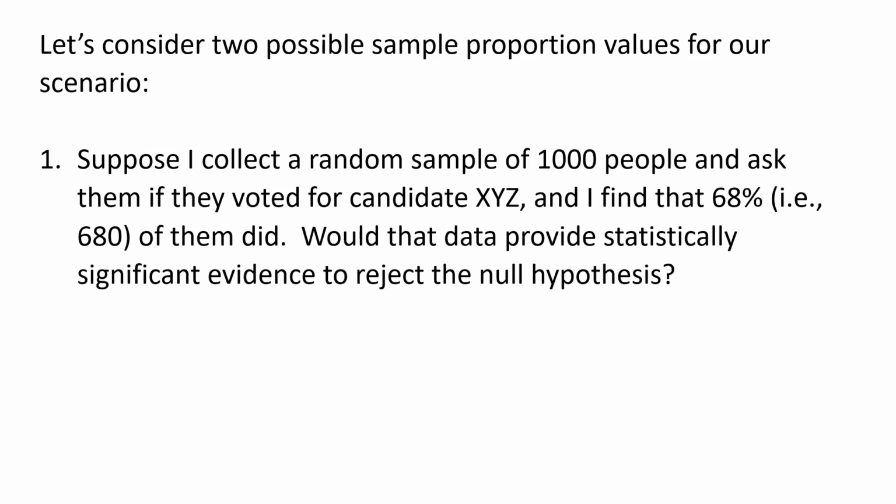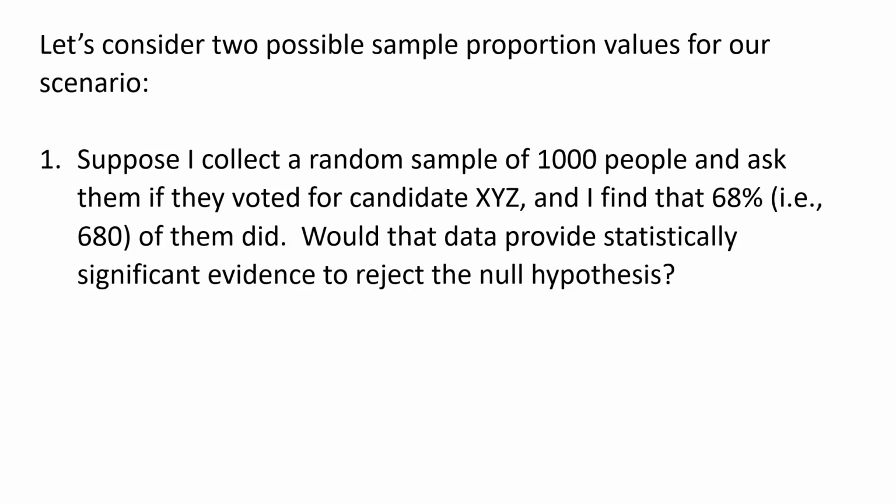Now, let's consider two possible sample proportion values for the scenario that we've been looking at. The first one is, suppose that I collected a random sample of 1,000 people and I asked them if they voted for candidate XYZ, and I find that 68% of them, that is 680, did vote for candidate XYZ. Would that data provide statistically significant evidence to reject the null hypothesis? Remember, the null hypothesis was that the proportion of voters was exactly equal to 70%. Is 68% far enough away from 70% to reject that null hypothesis?